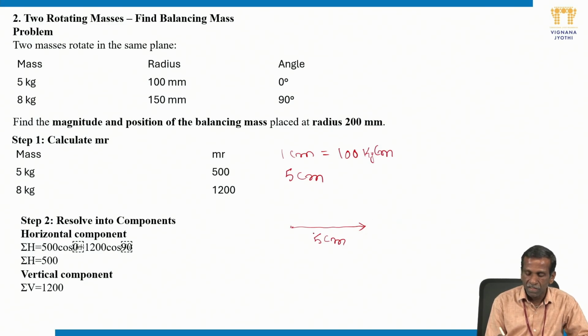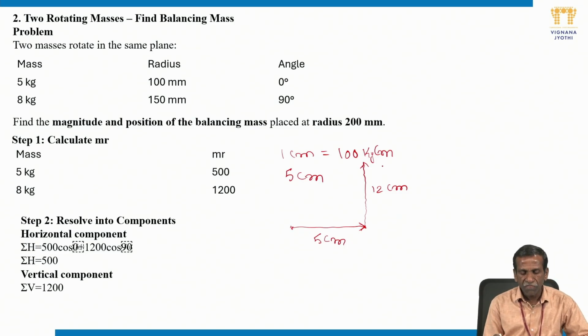Okay, so this is the tail end of this vector and the head of this vector of the first mass, that is the MR value. Then the second one is 1200 kg mm, so a 12 centimeter line you have to draw with an orientation of 90 degrees. The head end of the first vector is where you start the tail end of the second vector. This length you have to draw 12 centimeters as per scale. Then it should form a closed polygon, only then is it maintaining balance, because only these two masses are given.